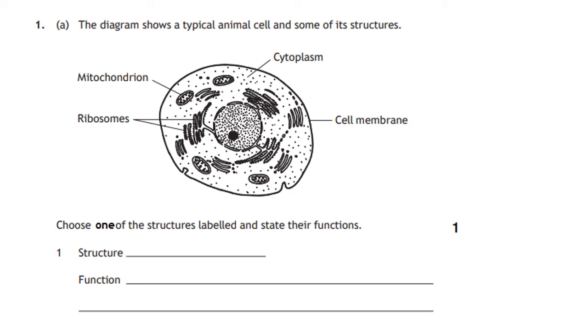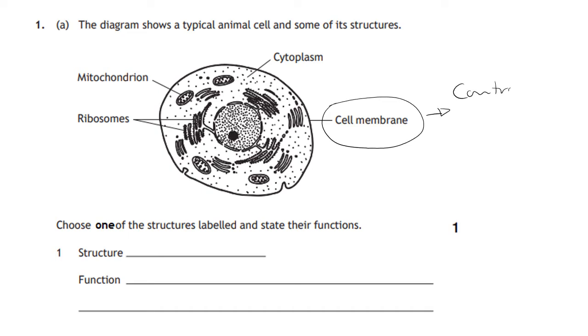So this is our section B remediation for the prelim, okay? So this is question 1A. Now, what it's asking us in our question here is to choose one of the structures labelled and state their functions. So if I pick cell membrane, what does it do?